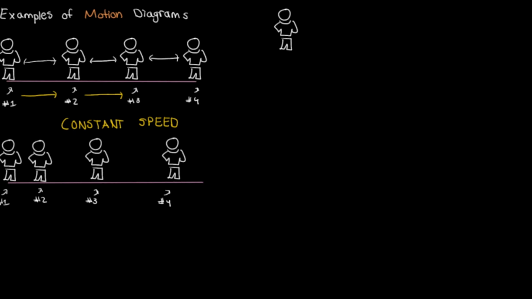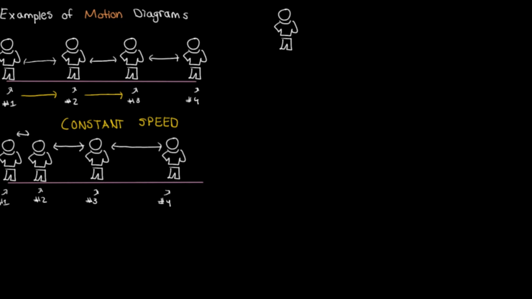So if we look at the distance between frame 1 and frame 2, it's pretty clear that that's a lot shorter than the distance from frame 2 to frame 3. And the distance from frame 2 to frame 3 is a lot shorter than the distance from frame 3 to frame 4. So we can see that this person starts off by moving a small distance in this time, and then in that same amount of time, he moves a greater distance, and then in that same amount of time, he moves an even greater distance.